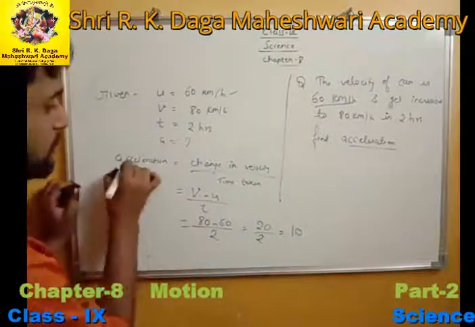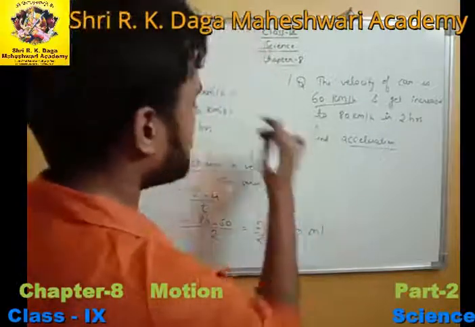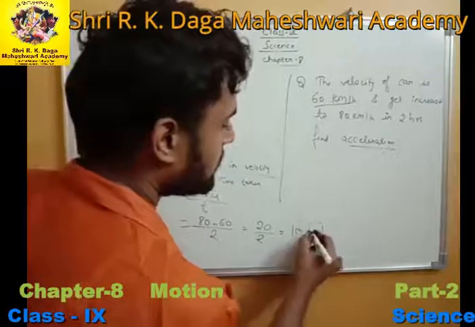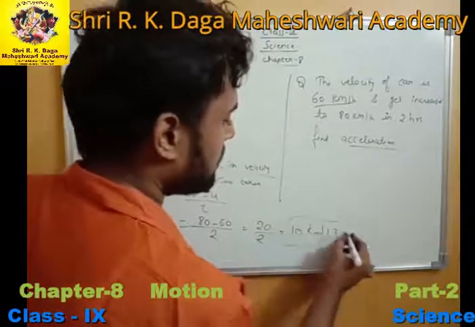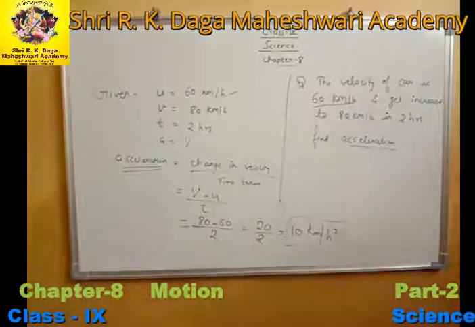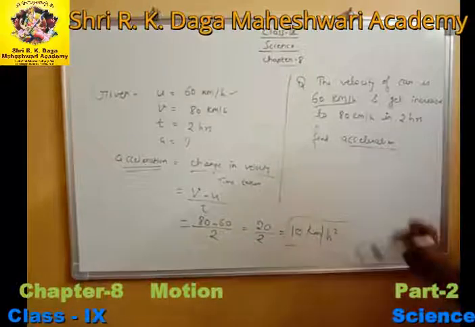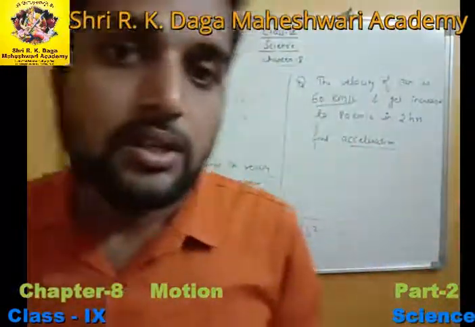Now what is the SI unit of acceleration? It is meter per, sorry, here it is given in kilometer per hour, so it will be kilometer per hour square. Okay. So this was one of the basic numericals based on acceleration.